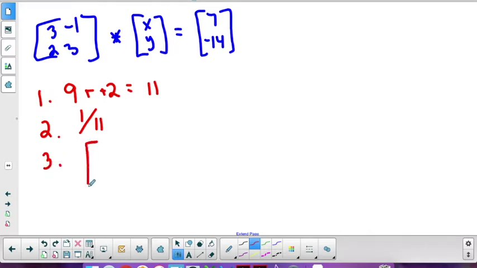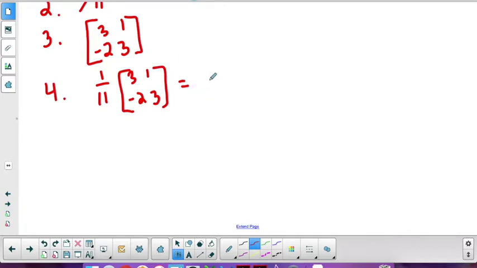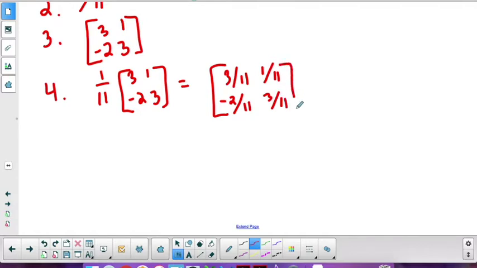And for my swapped and changed matrix, swapping the 3's doesn't do anything, but swapping my signs does. All right, so I'm going to multiply that out. That's going to be 1 over 11 times my swapped and changed matrix, and that's going to give me my inverse. So that's going to be 3 over 11, 1 over 11, negative 2 over 11, and 3 over 11 again.